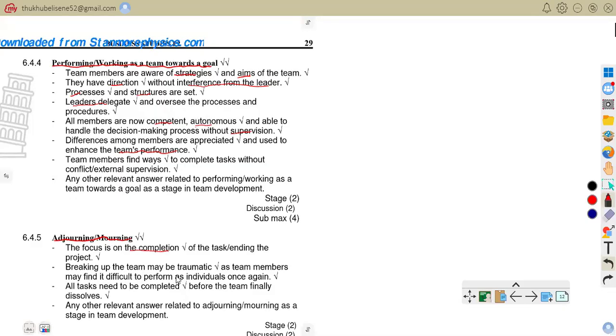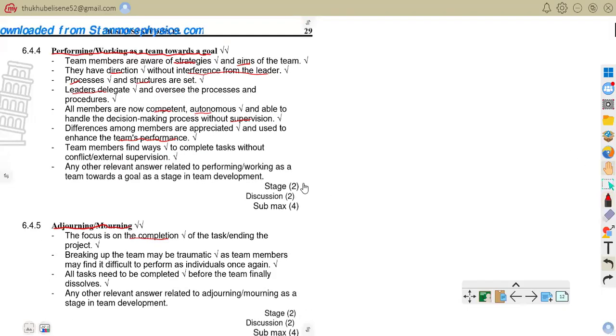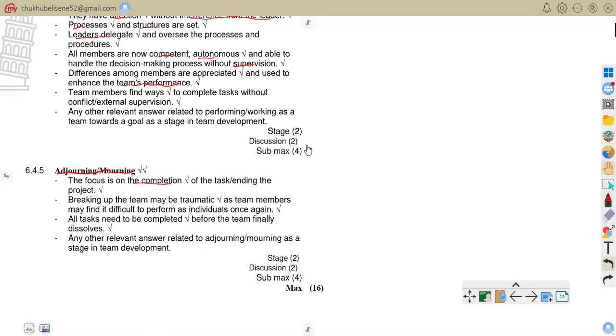Breaking up the team may be traumatic, as team members may find it difficult to perform as individuals once again. When they are to part ways, it is going to become difficult because they are used to working together. All tasks need to be completed before the team finally dissolves. Hope we're still together.